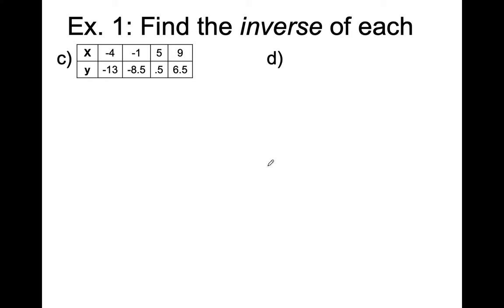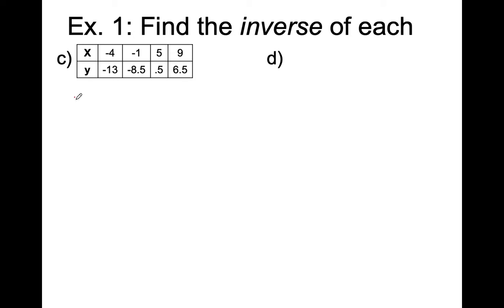So we've got still a relation, but now they're giving it to you in a t-chart. So they'll either give it to you as a horizontal t-chart or a vertical. So this one, you can either answer it as a t-chart or you can answer it as a set. It really doesn't matter. So we've got the ordered pairs (-4, -13), (-1, -8.5), (5.5, 9), and (6.5).